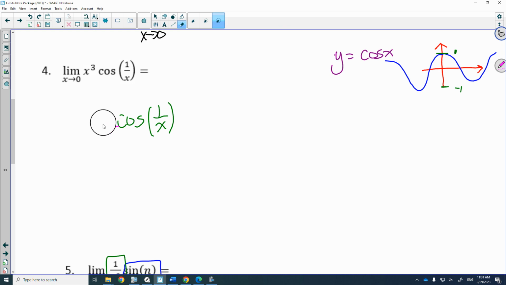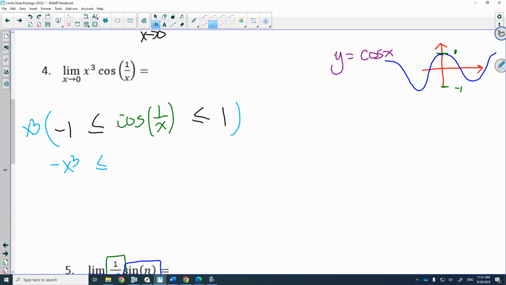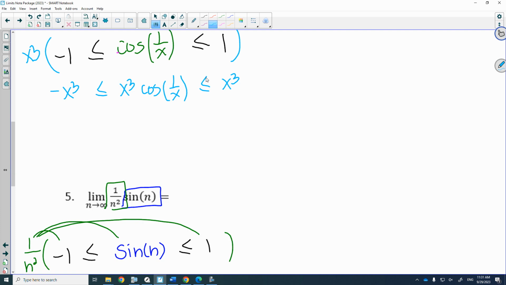So what I'll say is cos of 1 over x is going to be just like sine. It's between 1 and -1. And then you say, I need to match it up to have this function here. So I'm going to multiply everything by x cubed to get -x cubed less than or equal to x cubed cos of 1 over x less than or equal to x cubed. Take the limit of each expression within the inequality.